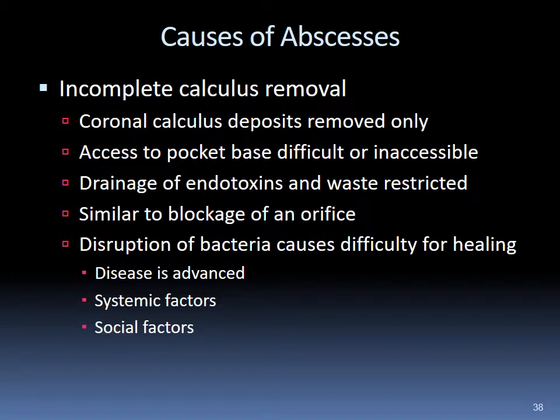periodontal abscess. The removal of only coronal deposits allows for marginal healing. Once marginal healing occurs, accessing the base of the pocket is difficult and restricts the drainage of toxins. Sometimes the disruption of bacteria in a deep pocket causes an abscess to form. This may be due to advanced periodontal disease, systemic factors, or social factors that interfere with healing.